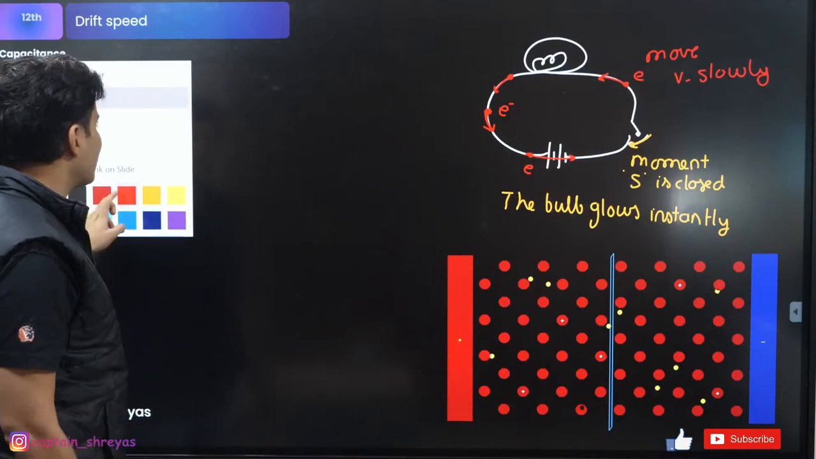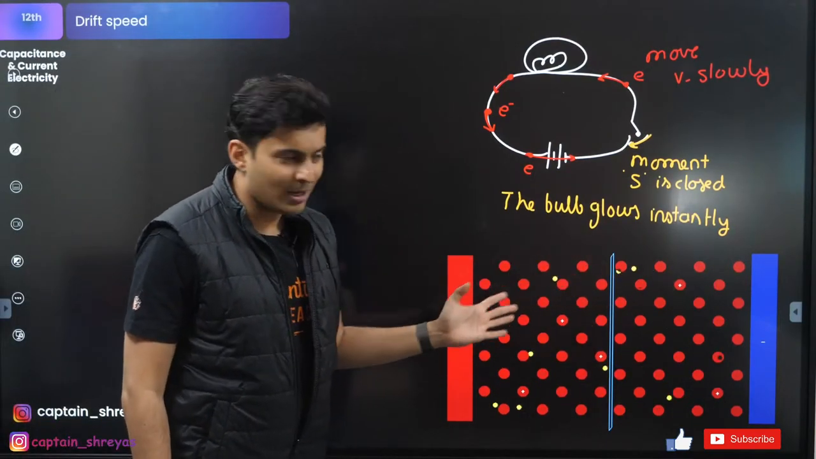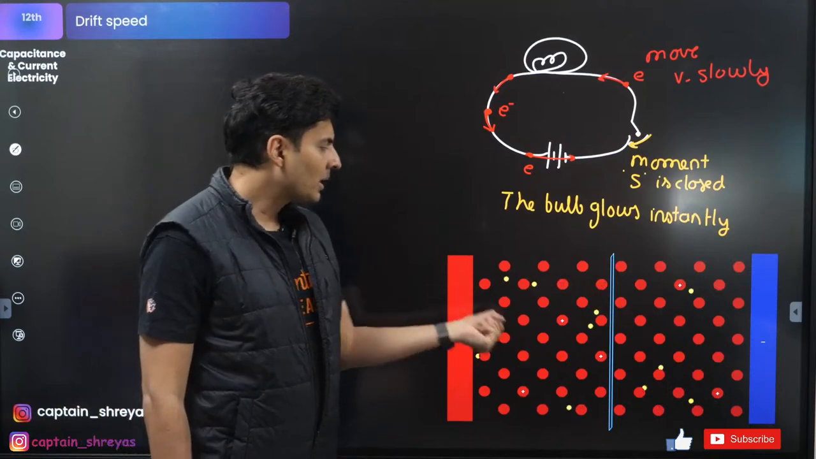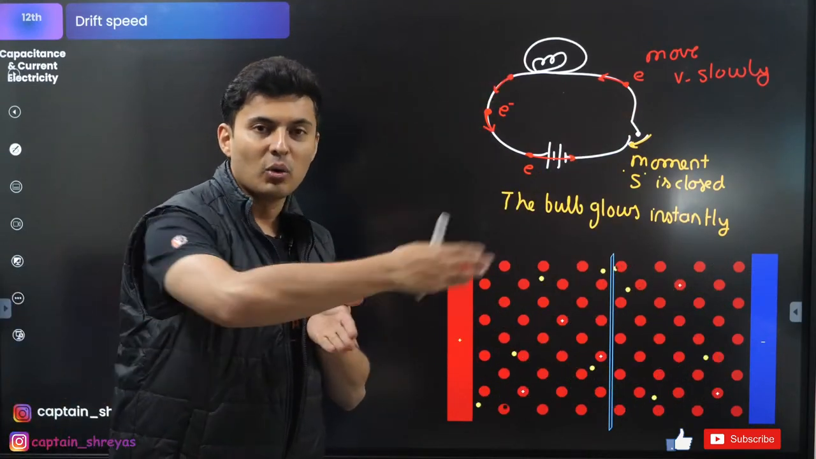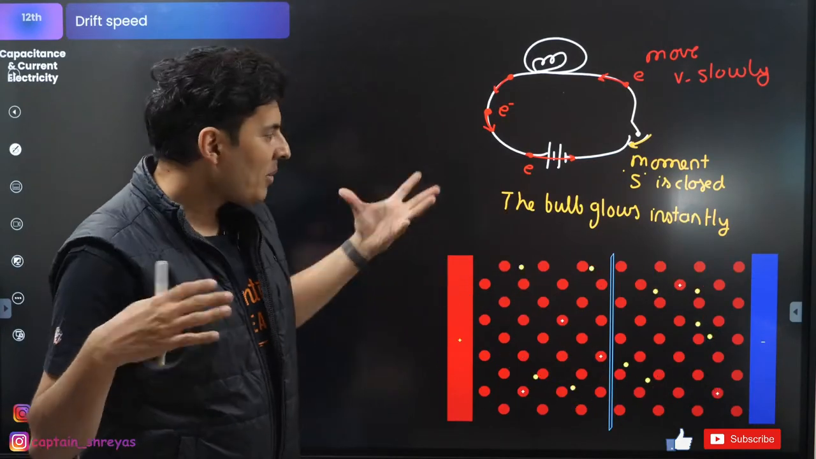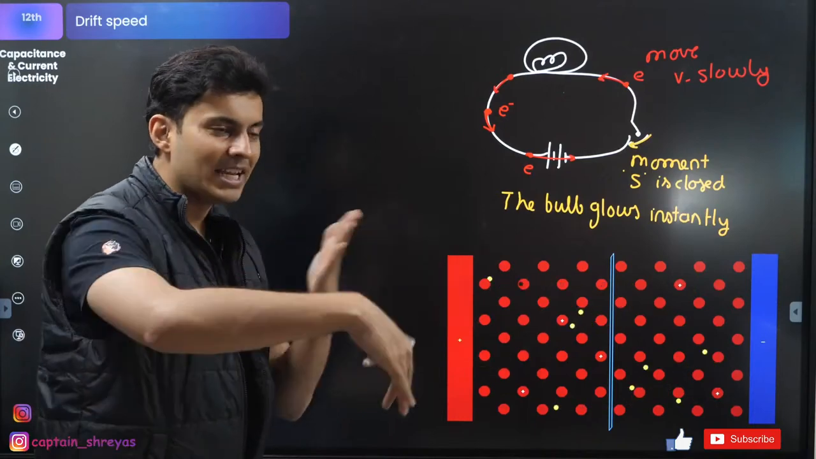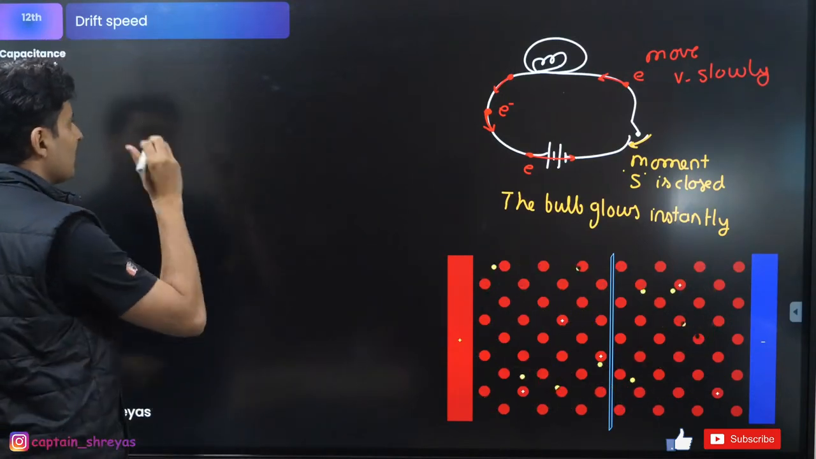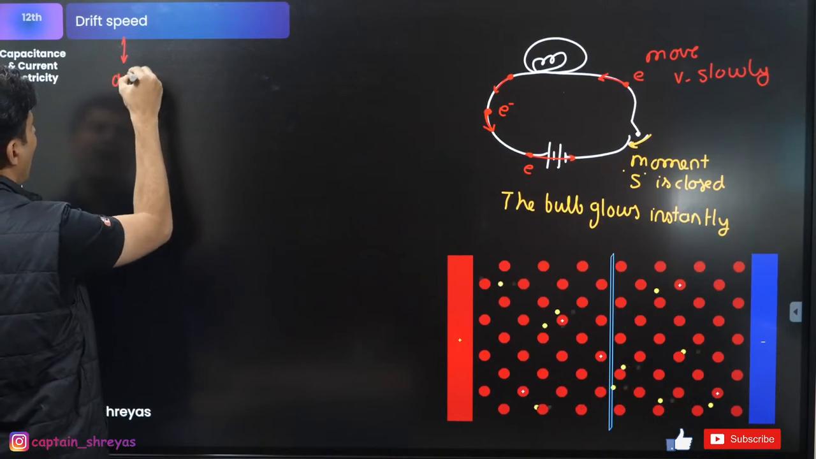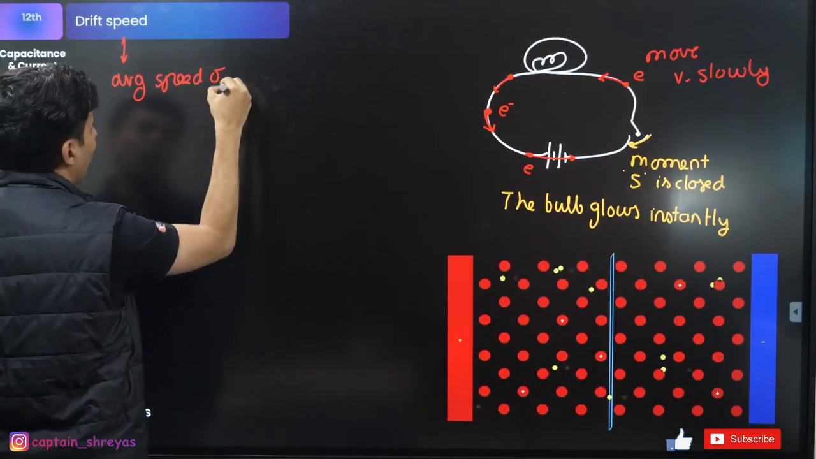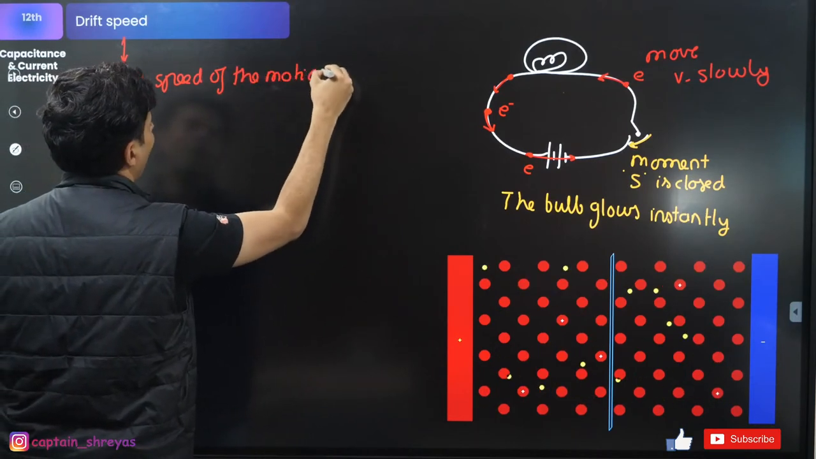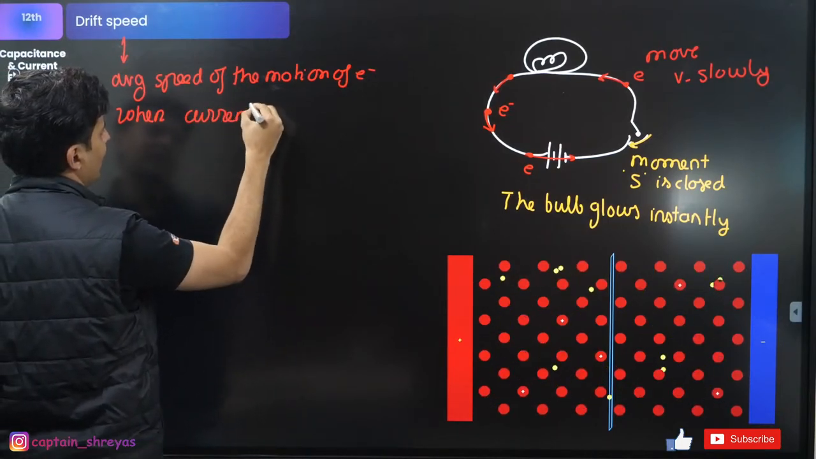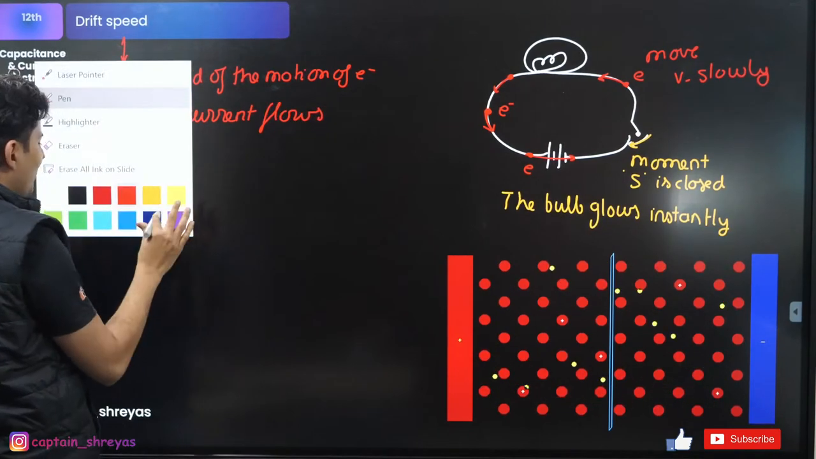You can see this is a very nice animation of the motion of the electrons. The red ones are basically the nuclei. The electrons keep moving slowly, making their way through the maze of nuclei present. They keep colliding. They lose energy, and again gain energy and momentum. So they keep moving slowly in that conductor. That is called drift speed. It is basically the average speed of the motion of electrons when a current flows inside a conductor.